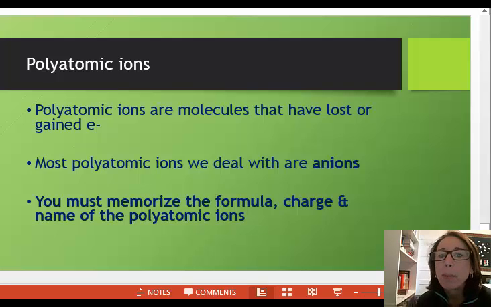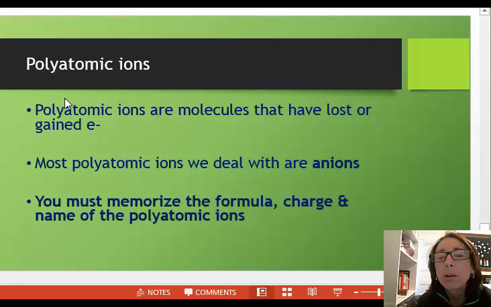Polyatomic ions are molecules that have lost or gained electrons. Remember that molecules have two or more atoms. The prefix poly means more than one. The majority of polyatomic ions that we will use in this course are anions, or ions with a negative charge.